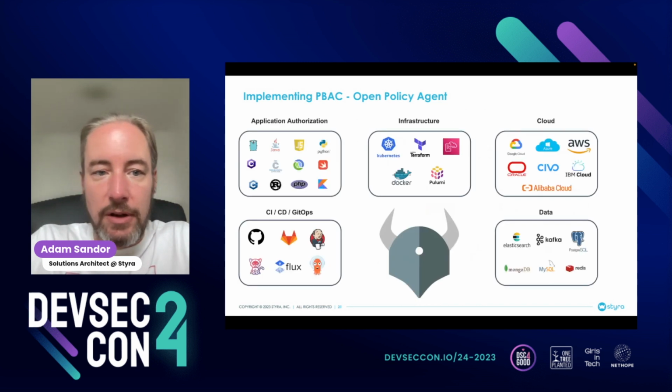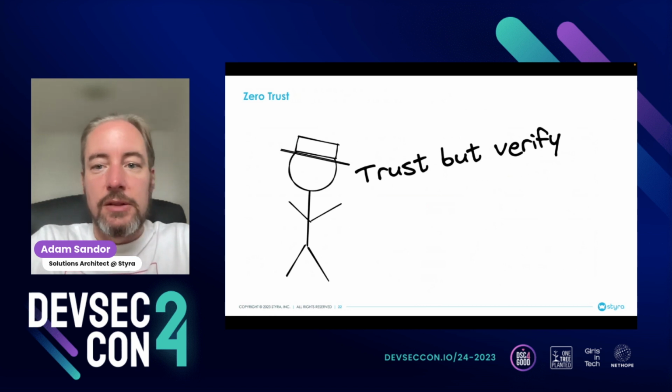Yeah, so here are a bunch of use cases. Actually, the categories are interesting. So application authorization, infrastructure, cloud, etc. A lot of different things that you can use Open Policy Agent for. So now let's jump into Zero Trust.